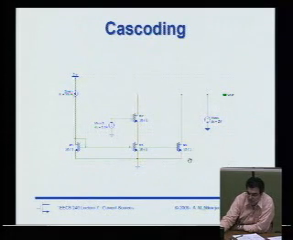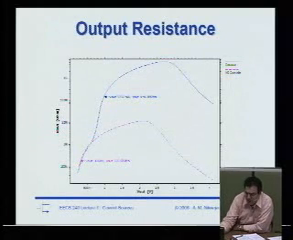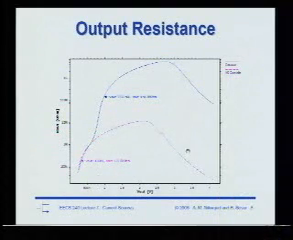Here's a comparison with a regular transistor, and here are the results. As a function of Vout, you can see that this is the regular device, and it has about 10 megaohms output resistance. Let's say you were targeting 1 megaohm, you might be able to go down to 500-600 millivolts, all the way up to close to 3 volts.